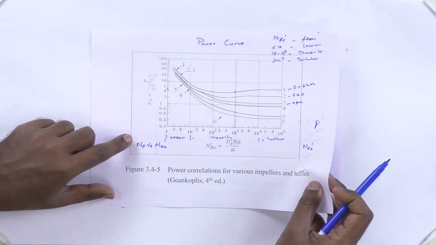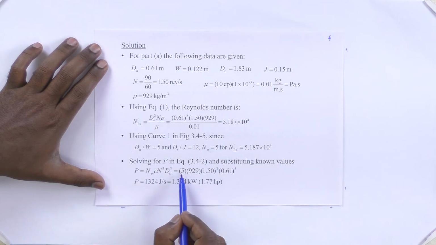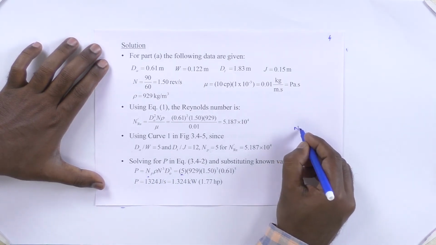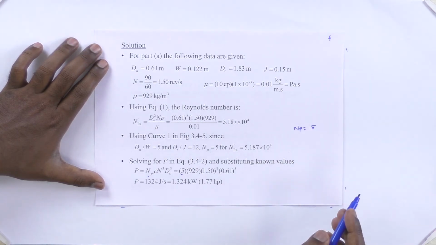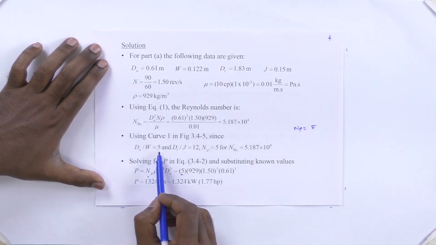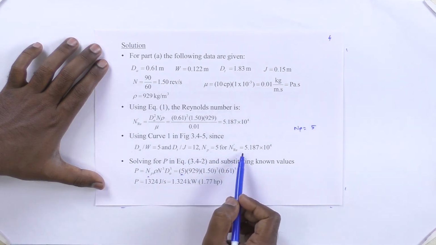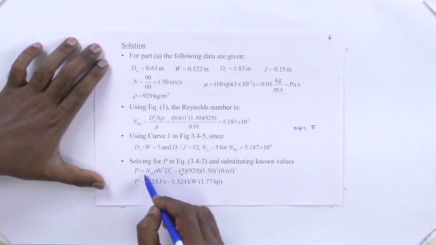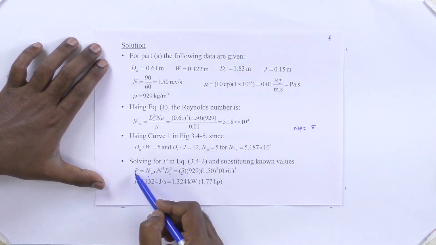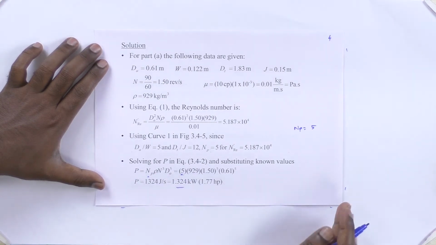We need to check with the problem what value they have got. The power number they have got is 5. So NP is going to be 5. Using the power curve, they have identified the power number value as 5. So dA by W is equal to 5, dt by J is equal to 12, NP is equal to 5, and NRe is equal to 5.187 into 10 to the power of 4. Using this, they have calculated the power number as 5. When you substitute in the power number formula, they have calculated the power as 1.324 kilowatts.